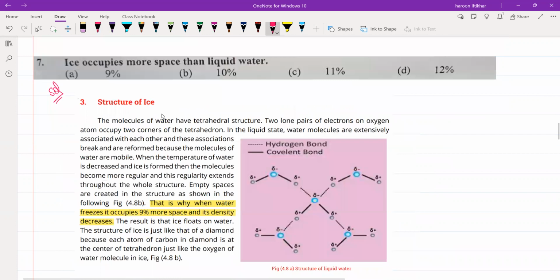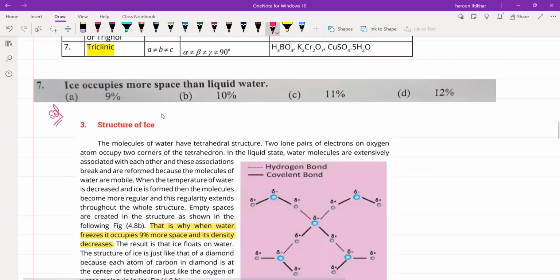Okay, ice occupies more space than liquid. Definitely, it is due to hydrogen bonding. That is why ice floats over the surface of water. So you can see the 9% more space. Okay, so it's present in the book line. It's mentioned over here. So you can simply see it.